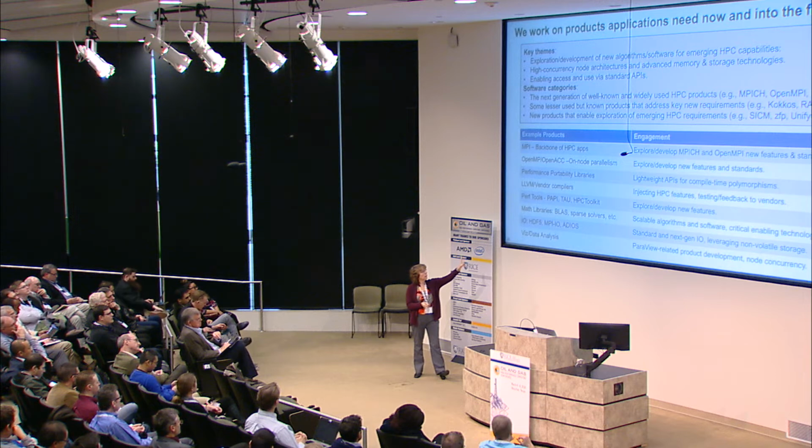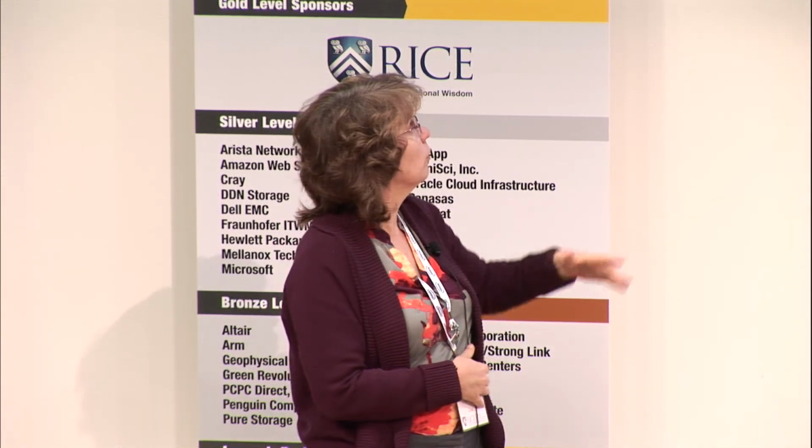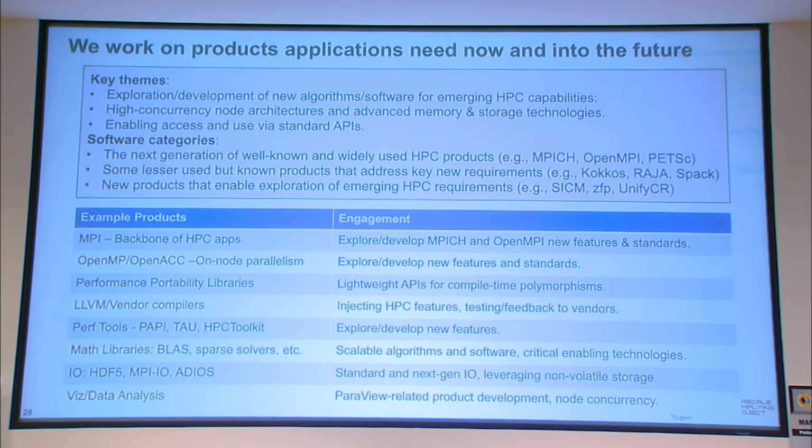Performance tools and analysis tools, PAPI, TAU, the HPCToolkit, again, widely used technologies where we're looking at new features, looking at power management, different kinds of counters for the new architectures. Math libraries are a big need by the applications: libraries, the BLAS libraries, linear solvers libraries. I/O to address the communication issues. So HDF5, again, widely used, and we're very involved with that. MPI-IO, ADIOS, which is a tool developed at Oak Ridge, and then viz and data analysis. So looking at a lot of VTK-related tools.